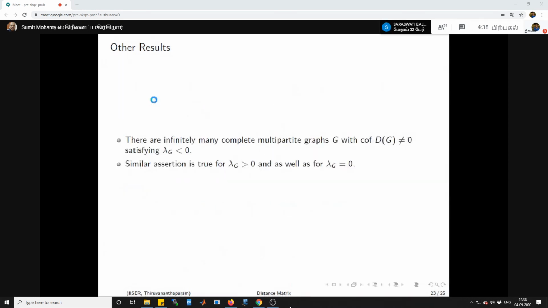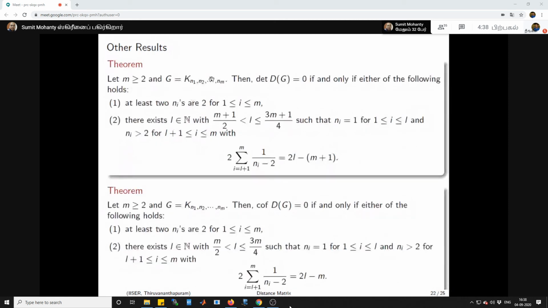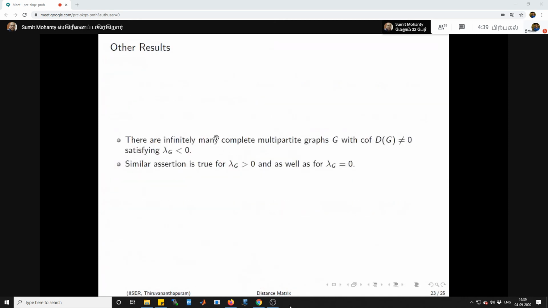Using this result, if you recall, our lambda g for complete multipartite is determinant by cofactor. Using this result, it is possible to show there are infinitely many complete multipartite graphs with cofactor non-zero, because otherwise lambda g is not defined. Lambda g is determinant by cofactor. So it is possible to find infinitely many complete multipartite graphs where this lambda g is negative, and positive also, a similar assertion, but this immediately follows from these observations.